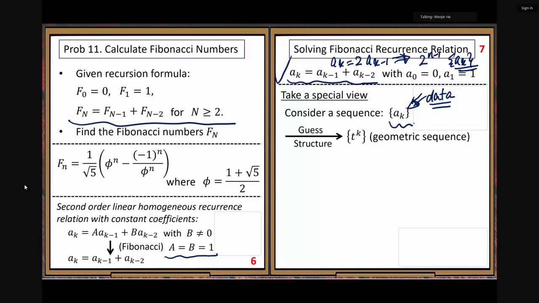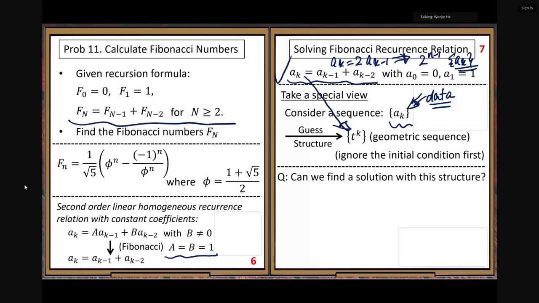Now we want to see if this model works or not. It may not work, right? You may create a wrong model. Your model could be wrong. If the model is wrong, you get nothing. So we want to try if this model works or not. Let's plug in. If a sub k equals t to the k, this power function, let's plug in. How about that?